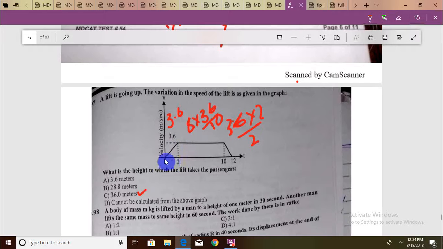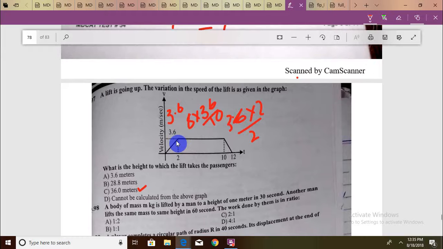Let me review the methods. This is a triangle, so it's 2 into 3.6 divided by 2, which leaves 3.6. Then 10 minus 2, 8 into 3.6, or 8 into 36 by 10. 28.8 is fairly easy to get. You just have to add 3.6 and 3.6, which leaves about 7.2. One of the more tricky questions in my opinion.